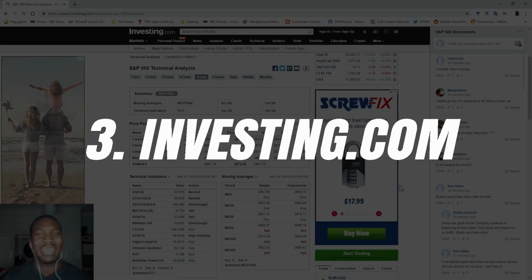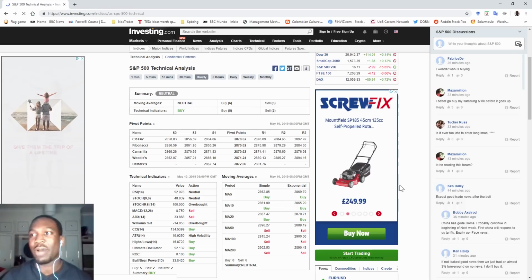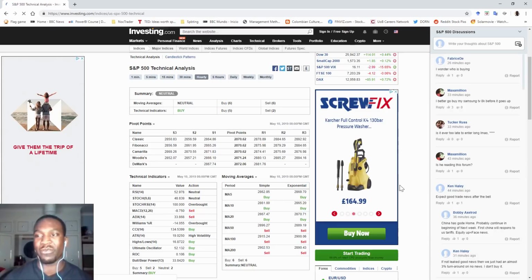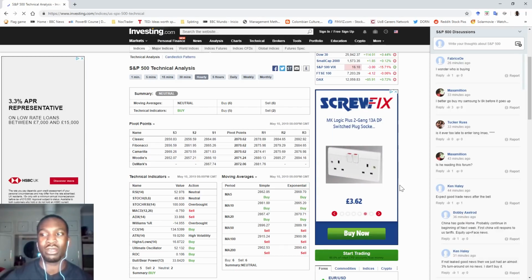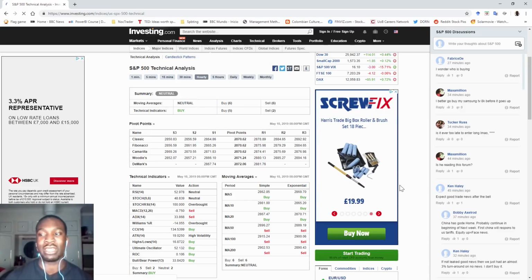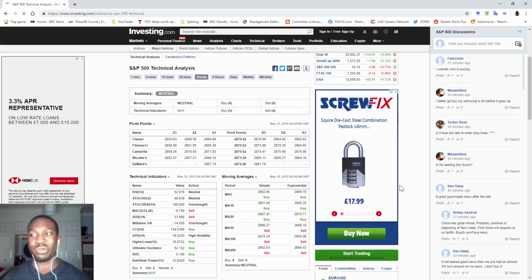Number three for me is investing.com. Now I use this website because I love the fact that it has technical analysis, and what it does is that it gives a buy or sell rating based off of all of the major technical analysis indicators. Why I like this is because when you do technical analysis on the chart, there's only so many indicators that you can put before the chart looks messy, but sometimes I want to see what other indicators say about a stock. And I'll go to this website just to see whether it will give it a buy or sell rating based off of different technical analysis indicators.